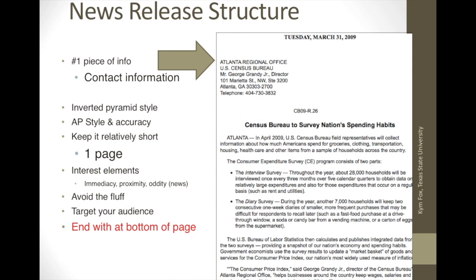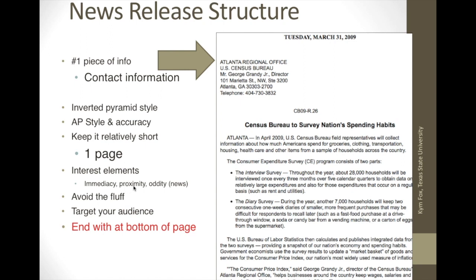Then we write in the inverted pyramid style for news releases. So the style we have been using, we're going to write in that same style for news releases. We follow AP style, so PR professionals follow AP style because that's what journalism professionals follow, so it makes sense. And accuracy is paramount still. Accuracy is paramount. And of course, correct spelling all the time. We keep it relatively short, 1 page. The most effective press releases are about a page long.